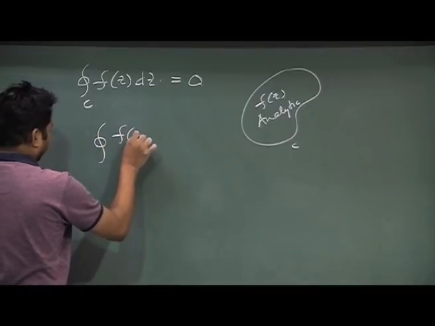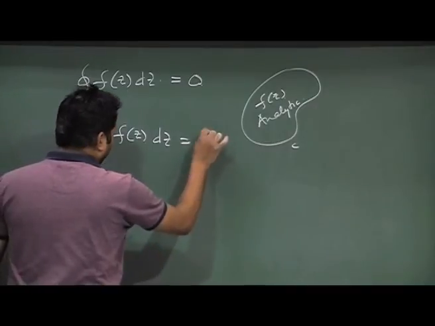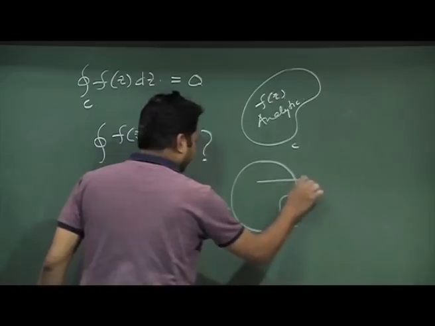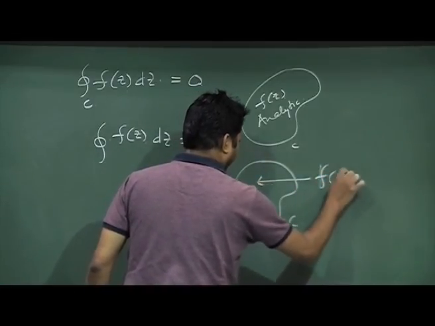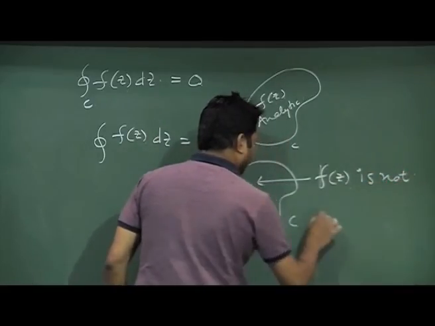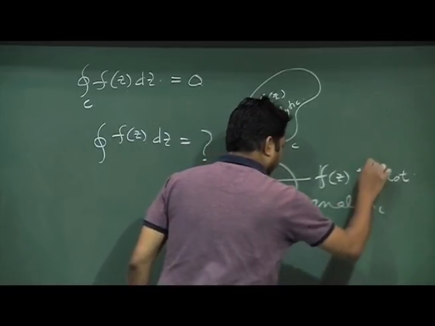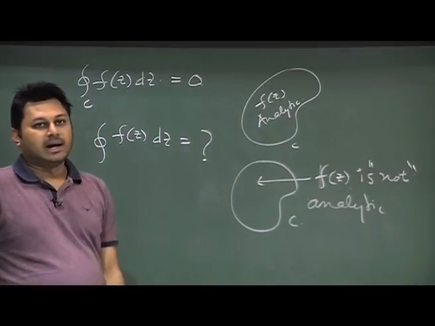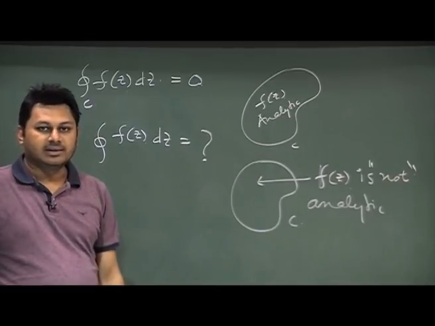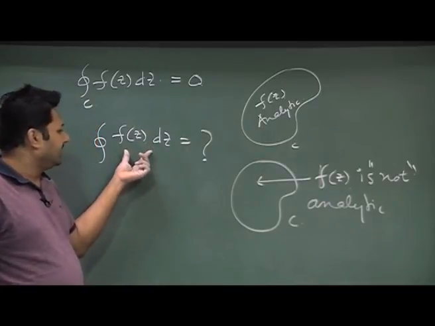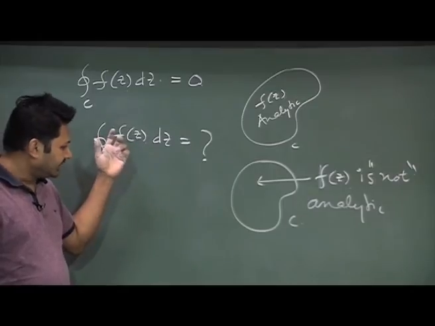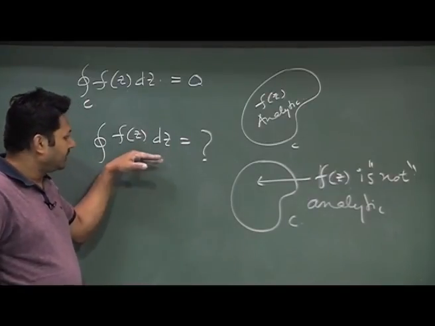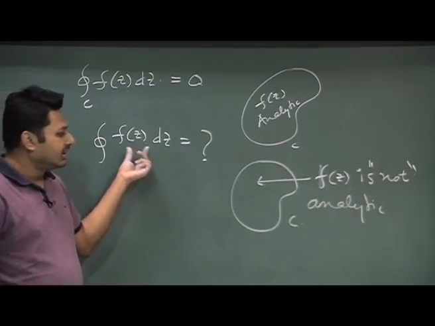But if f(z) is not analytic, I do not know what is the value for a given region. Say f(z) is not analytic in a region. So, this region is here, C, where f(z) is not analytic. Then I do not know how to calculate this kind of integration. But in the next class, we will start from here and, exploiting this concept, try to find out whether there is any way to find the value of this integration in the region where f(z) is not analytic, so that I can readily figure out what is the value of this integration.